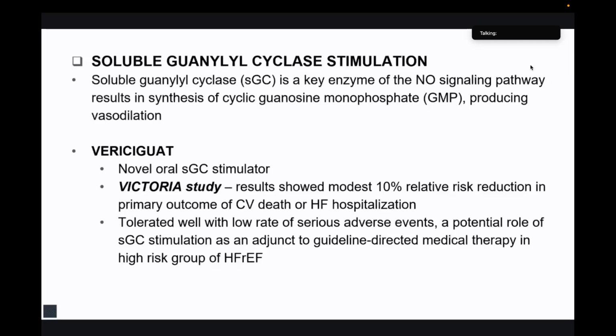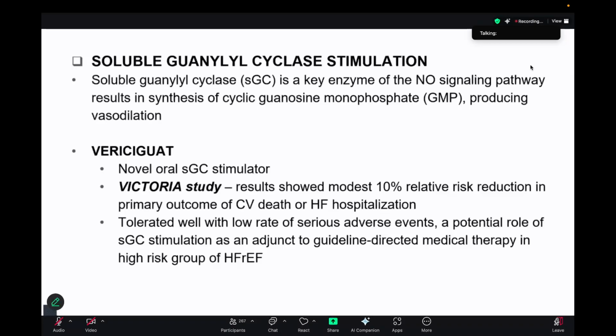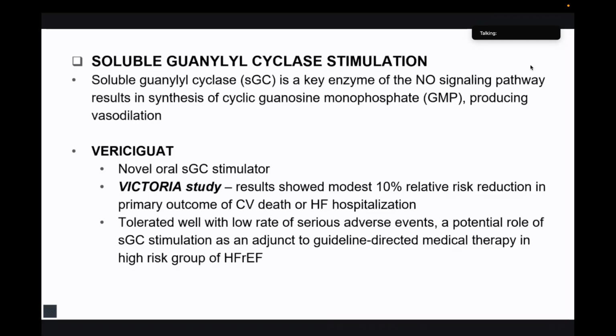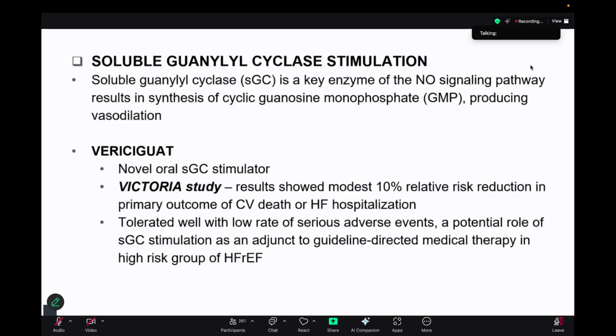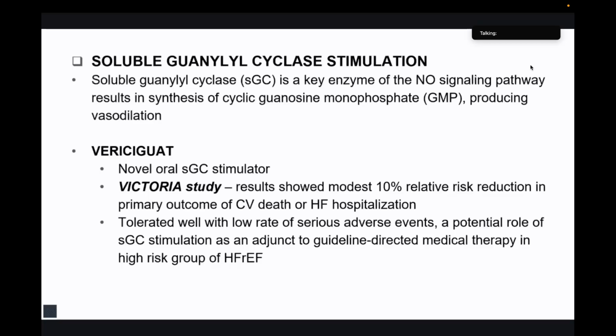Other drugs that may be used in HFrEF management are your soluble guanylyl cyclase stimulators. Soluble guanylyl cyclase, or sGC, is a key enzyme for the nitric oxide signaling pathway, which results in the synthesis of cyclic guanosine monophosphate that will produce vasodilation. The drug is vericiguat. It is a novel oral sGC stimulator.